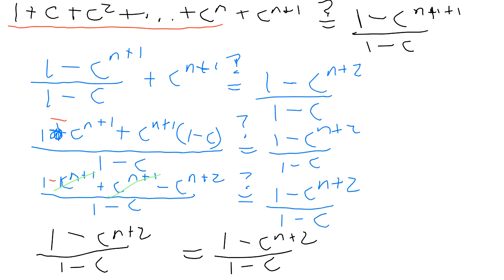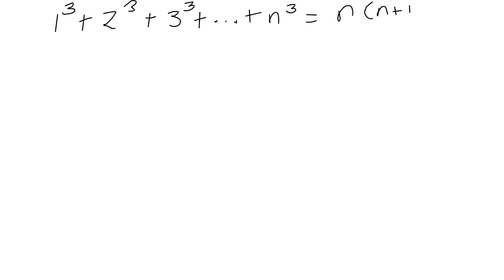So it says prove. Let me write it here. Prove that 1 cubed plus 2 cubed plus 3 cubed plus dot dot dot plus n cubed is equal to n times n plus 1 over 2, squared. All right, that's it.